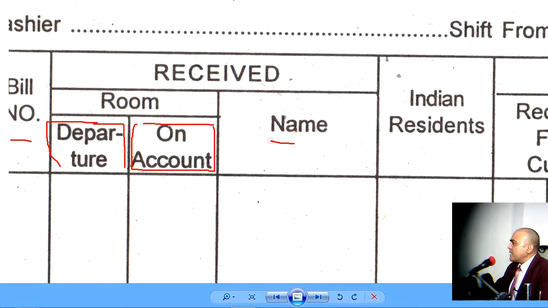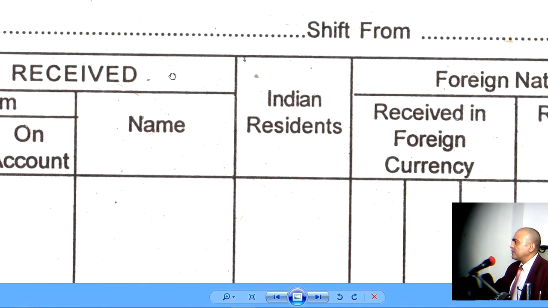And of course the guest name, I don't have to explain it. This is the guest who is paying. Since guest name is not here, I must clarify that this is the guest who is making a payment. And now, whether they are Indian residents, we will say yes or no. This takes care of the first portion of the cashier's summary, the received portion. Now let us move to the second portion.